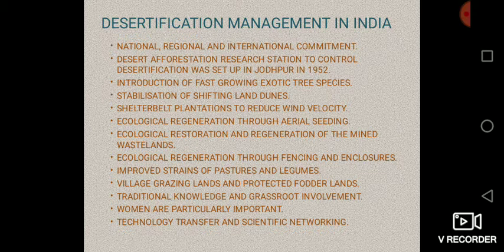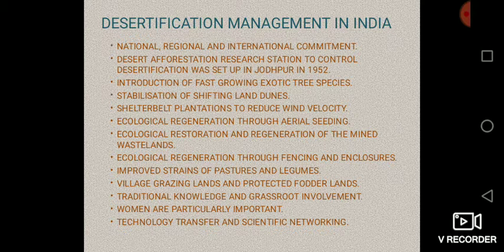Now, if we come to the management part, we will see what is being practiced in India. National, regional, and international commitments are required. Desert Afforestation Research Station to control desertification was set up in Jodhpur in 1952. Introduction of fast-growing exotic tree species is to be used. Stabilization of shifting sand dunes is also to be practiced. And most importantly, shelter belt plantation to reduce wind velocity is brought into practice, along with ecological regeneration.